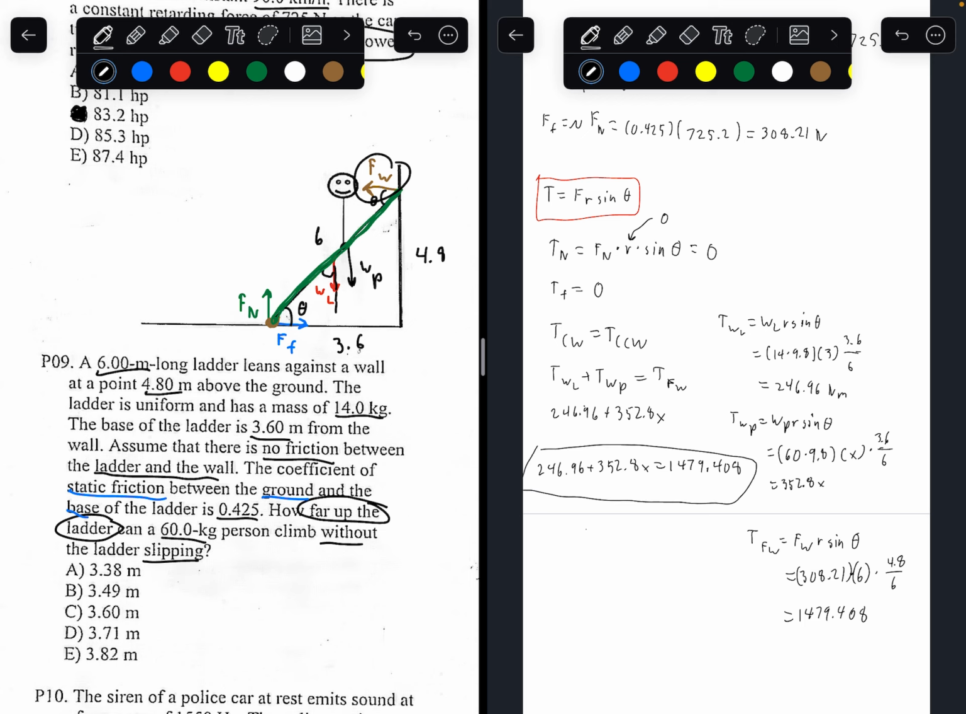We solve for x, so we subtract 246.96 and divide by 352.8. X would be equal to 3.493 meters. So what does that mean? That means the person has to be 3.493 meters away from the brown point. So the answer to this question would be B, 3.49.